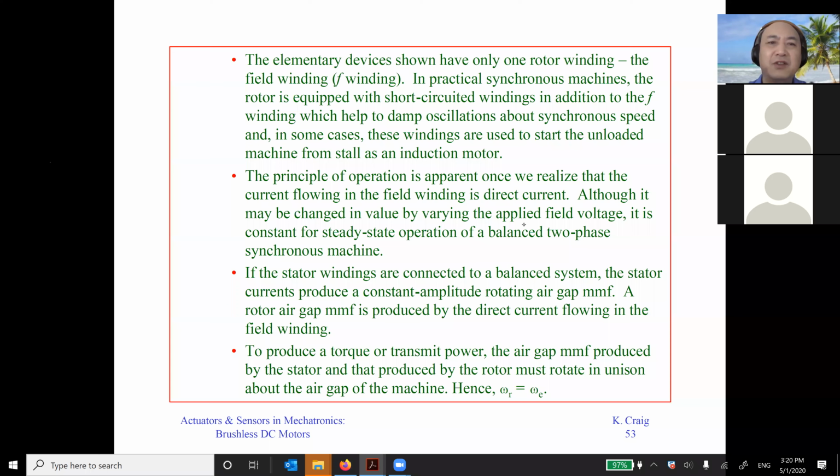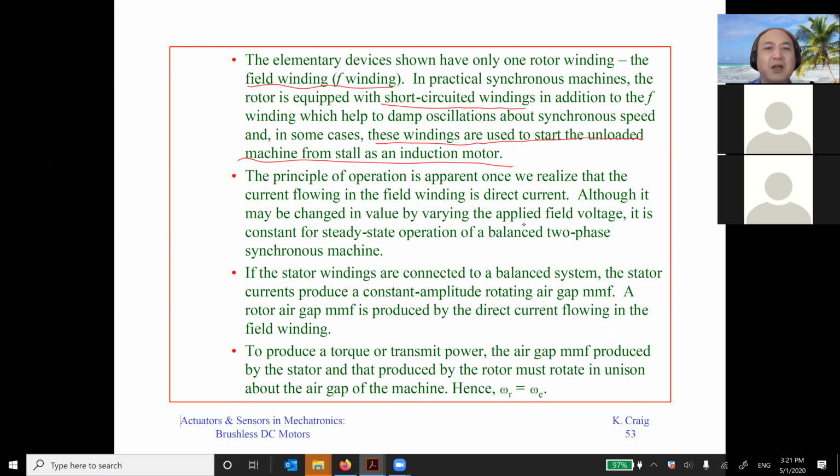So we have a field winding to generate a magnetic field that's rotating. The rotor is equipped with a short circuit winding in addition to this field winding to damp out the oscillation about synchronous speed. These windings are used to start or to unload the machine from stall as an induction motor.